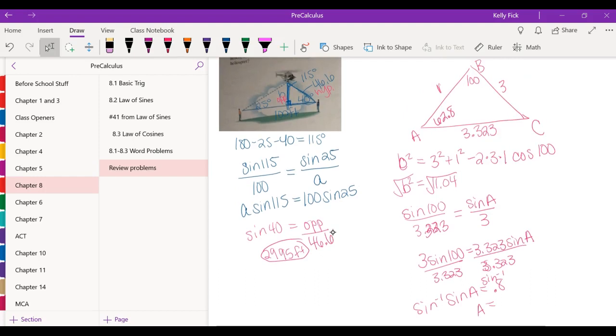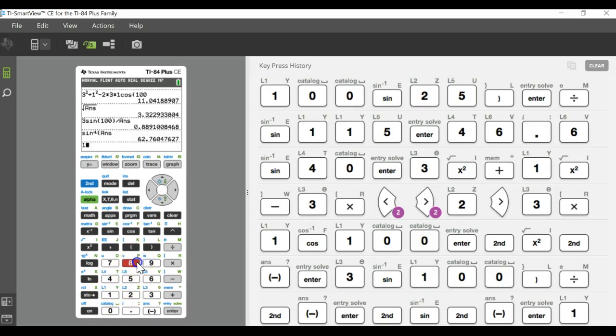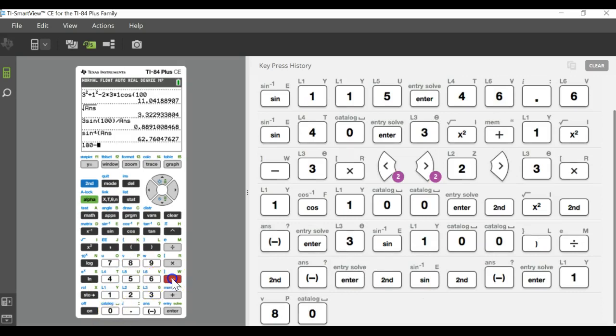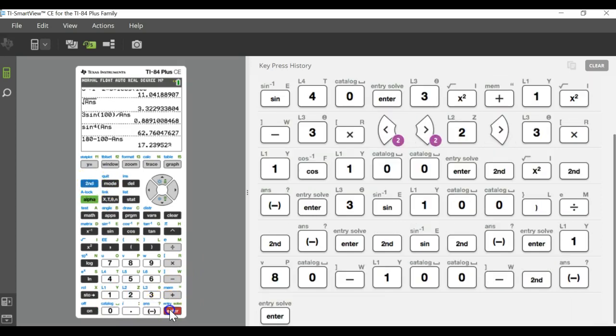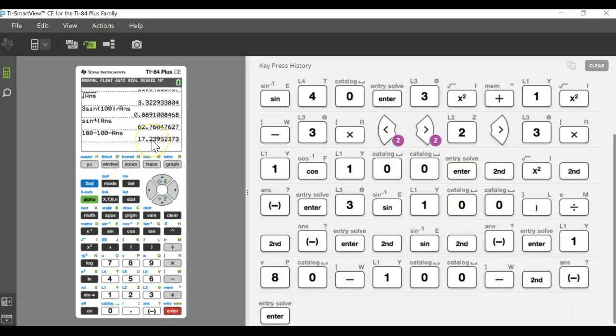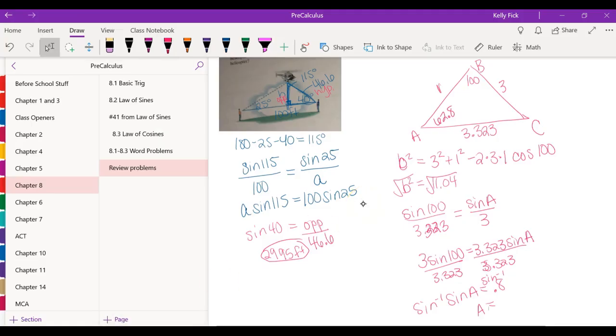Okay, so now that I have angle A, I would do 180 minus 100 minus, I'm going to use that answer button again just because I can. And so this other angle is 17.2 degrees. So this angle would be 17.2 degrees. And there you have it. You have your two angles that you're missing.